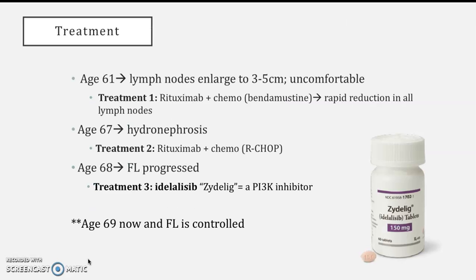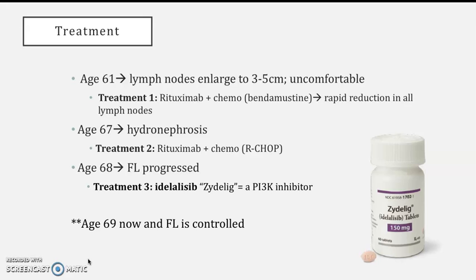So he was originally diagnosed at age 56, and he didn't get treated until age 61, when his lymph nodes enlarged to be 3 to 5 centimeters. It got to the point where they were uncomfortable and you could see them, and he had to start wearing turtlenecks because they were that visible in his neck. So the doctor put him on a combination of both rituximab and chemotherapy, and it did reduce the size of all the lymph nodes after 6 cycles, so that was a good thing.